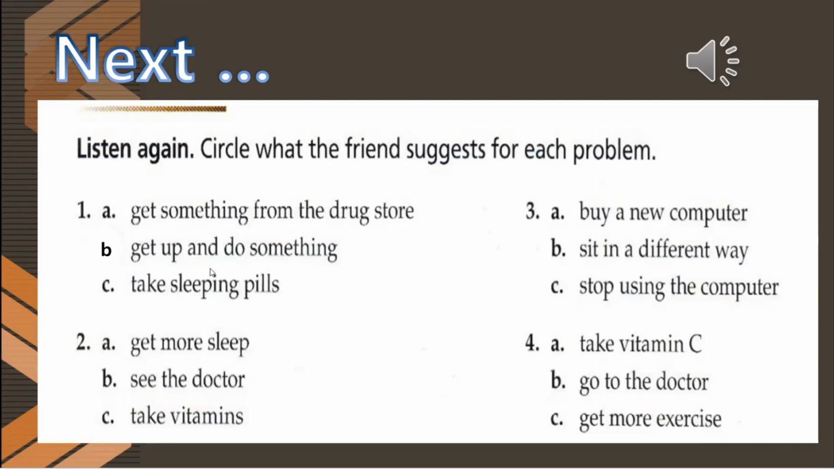Okay, students, now we are going to check the answers related to this audio. You have to choose the best suggestion related to each friend here. Okay, now for number 1, the best suggestion is get up and do something. And then the second suggestion is take vitamins. And then the third suggestion is sit in a different way. And then for number 4, the suggestion is go to the doctor. Okay, this is about the correct suggestion related to each friend.